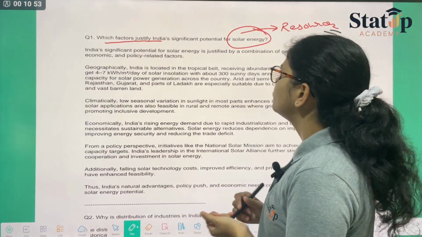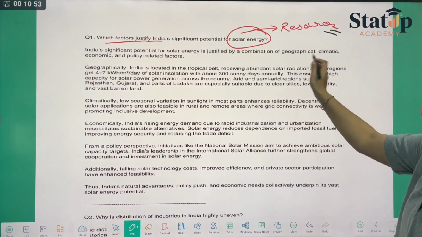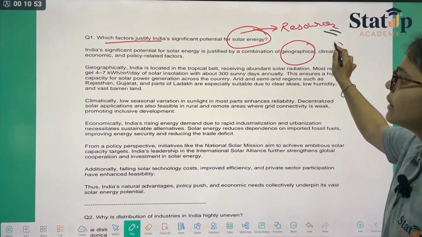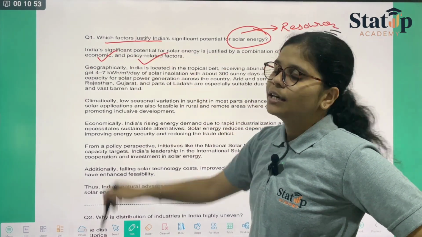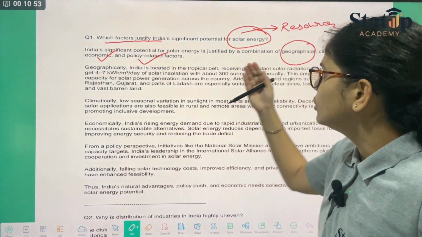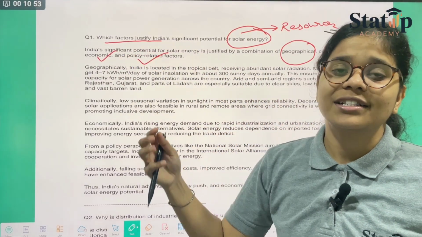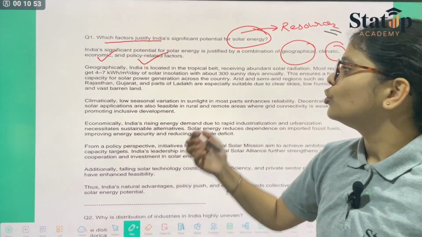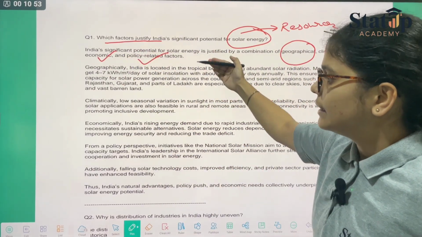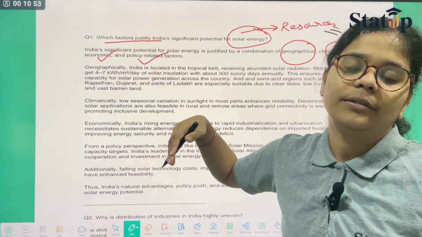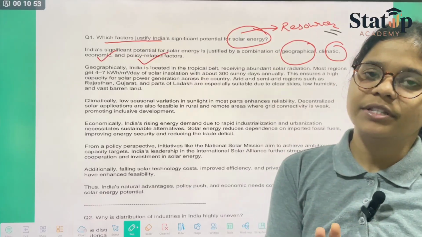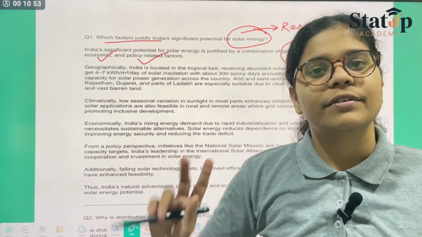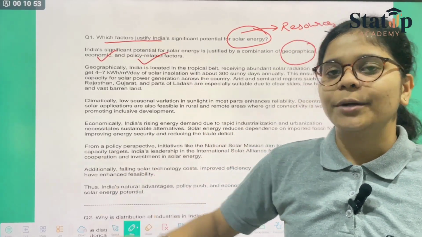So the first thing they are telling us is that a combination of geographical features, climatic factors, economic facilities and policy related factors are there. These factors are generally mentioned. So you will mention them like this, and then you will mention them in brief detail. So go through that point also.